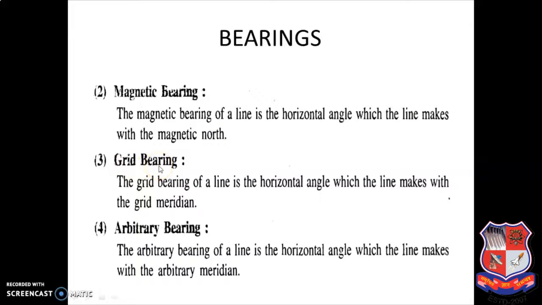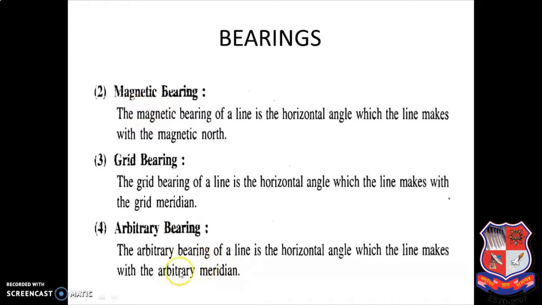In the same way, grid bearing. The grid bearing of a line is again the horizontal angle which the line makes with the grid meridian. Instead of magnetic north here, they use the grid meridian because we are discussing the grid bearing. What is arbitrary bearing? The arbitrary bearing of a line is the horizontal angle which the line makes with the arbitrary meridian.